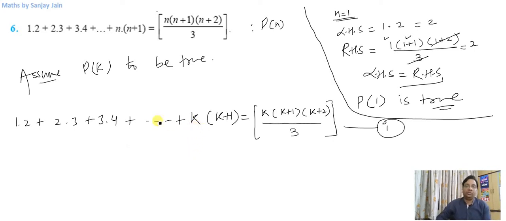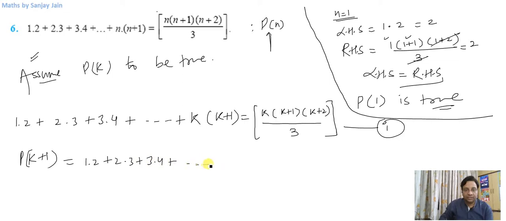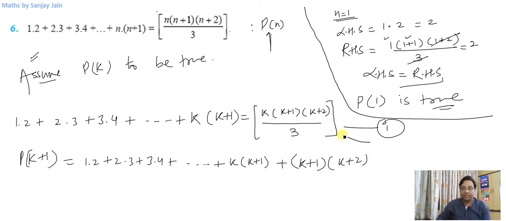And if I am able to show that, then I'll say that by principle of mathematical induction, the given statement or this p of n is true. Now what will be p of k plus 1? The left hand side of p of k plus 1 will look like 1 into 2 plus 2 into 3 plus 3 into 4 plus and so on. Then the kth term will be k into k plus 1, and then the k plus 1th term will be k plus 1 into k plus 2. So this will be my left hand side, and on the right hand side I'll have something on this pattern where every k will be replaced with k plus 1.